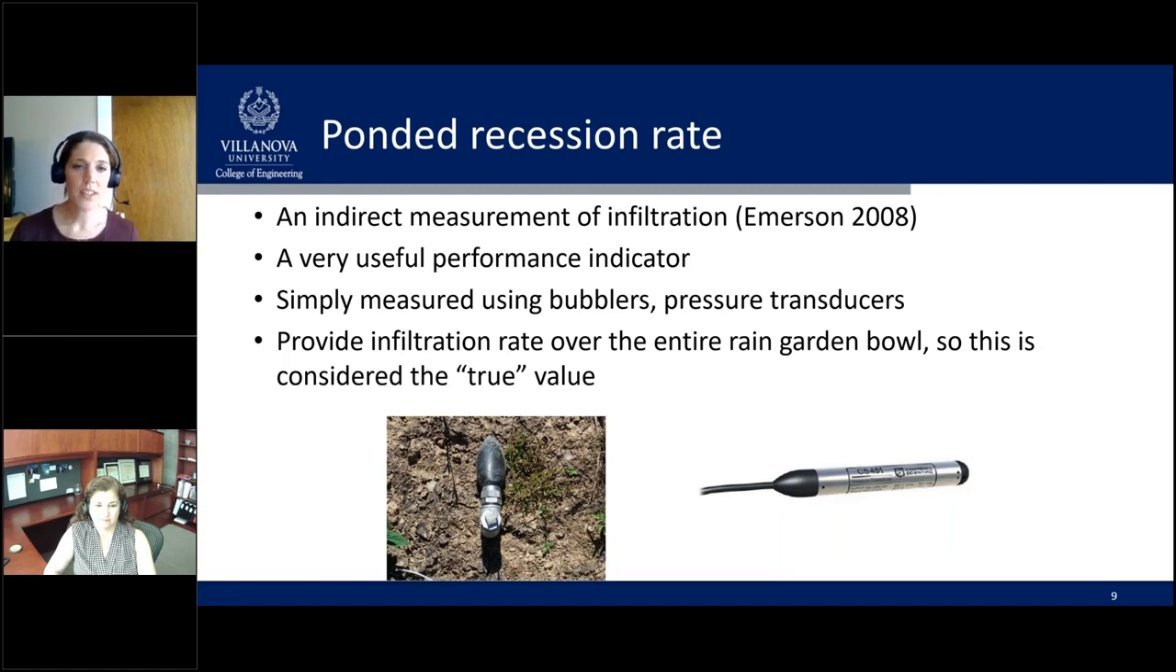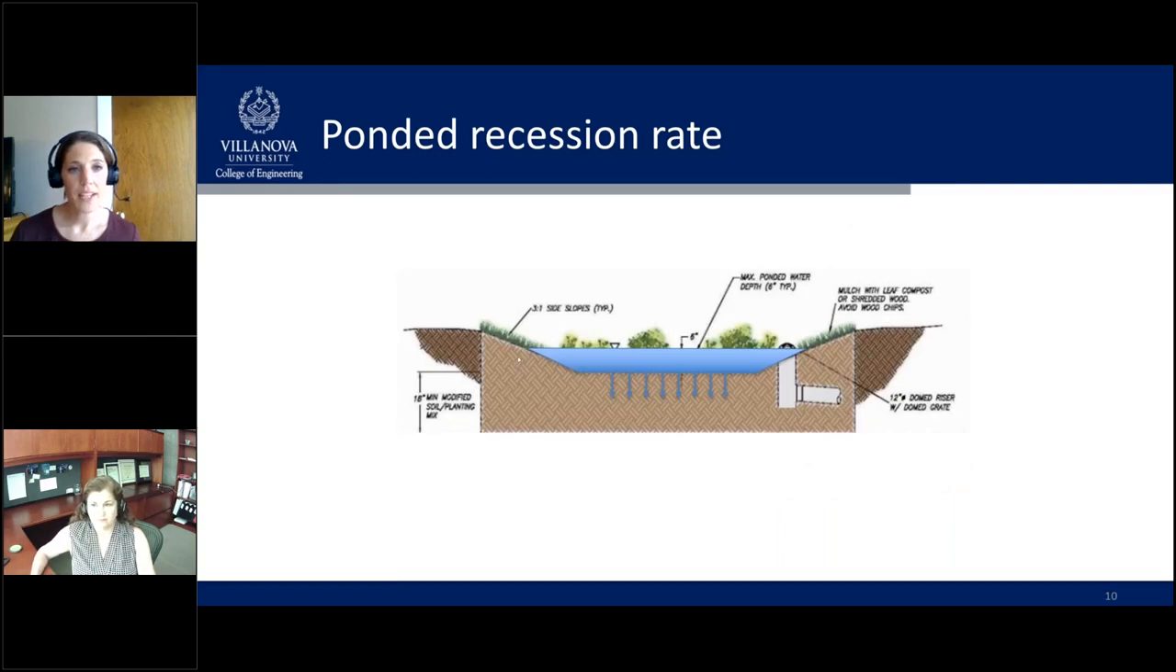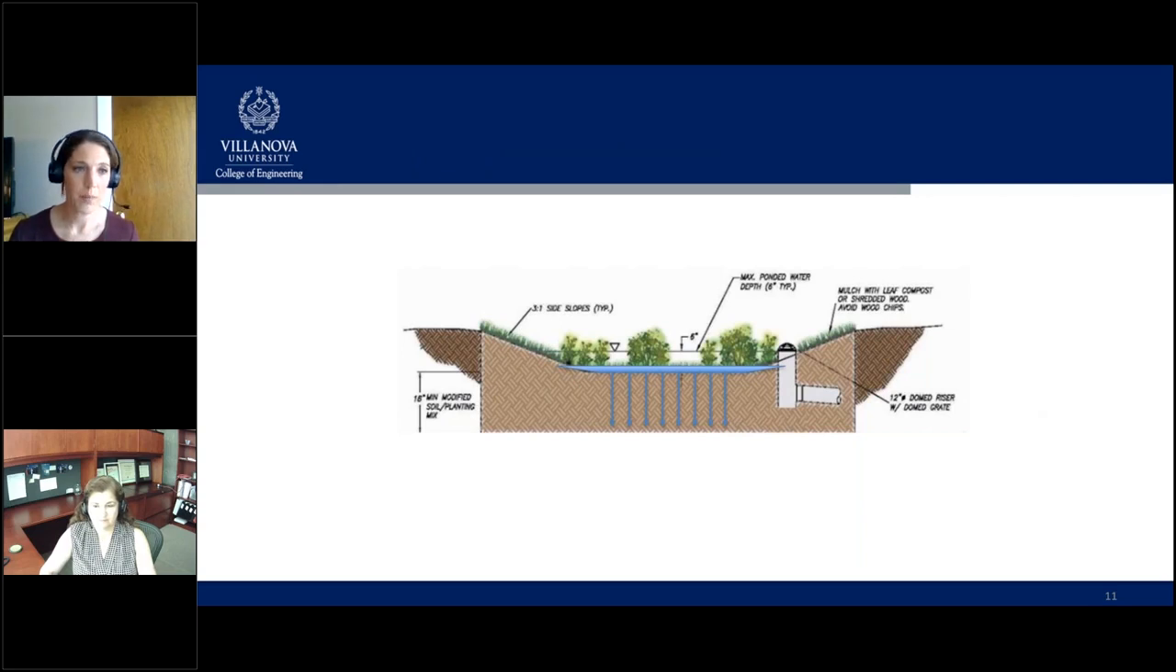It can be considered then a true value representative of the expected rain garden performance that already includes all those impacts of spatial variability due to soils and plants and so on. So it's a really great comparison tool. On the next slide, we have a graphic demonstrating the concept of ponding recession. So here the bowl would be initially full, and then as we go over time, we can see that that pond level would drop as the water infiltrates.